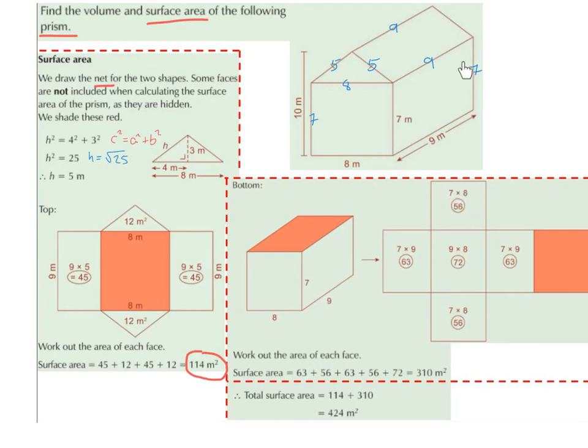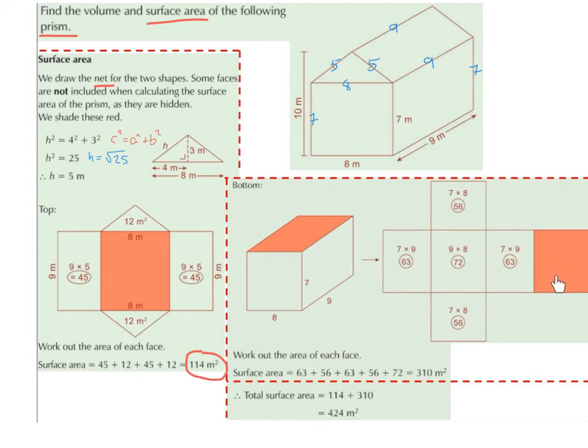Then the side is going to be 7 by 9, and 7 by 9 is 63. So this side is 63, and then the other side that we can't see is also going to be 63. So we have the front and the back and the 2 sides, and now we need the base, the bottom of our rectangular prism, and that's going to be 8 multiplied by 9. And 8 multiplied by 9 or 9 multiplied by 8 is going to be 72.